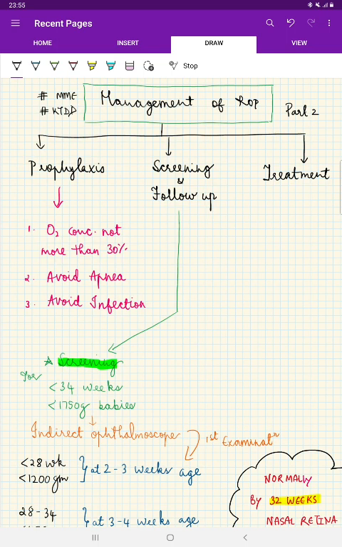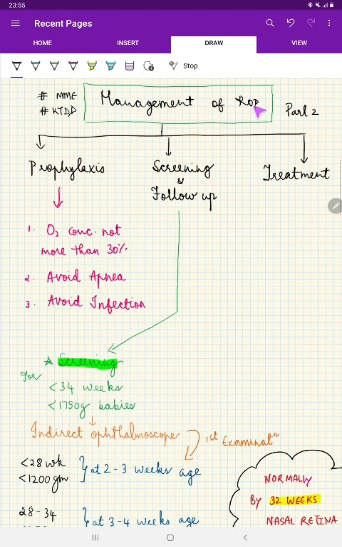In the previous video, we discussed in detail the pathogenesis and the clinical presentation of ROP, that is, retinopathy of prematurity. In this video, we will discuss its management. If you have not watched video 1, I've given the video link in the description. You can check it out.